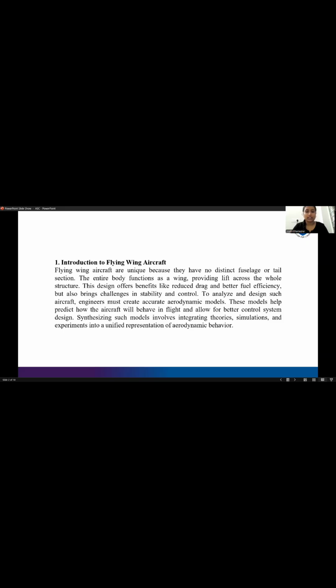To analyze and design such aircraft, engineers must create accurate aerodynamic models. These models help predict how the aircraft will behave in flight and allow better control system design. Synthesizing such models involves integrating theories, simulations, and experiments into a unified representation of aerodynamic behavior.